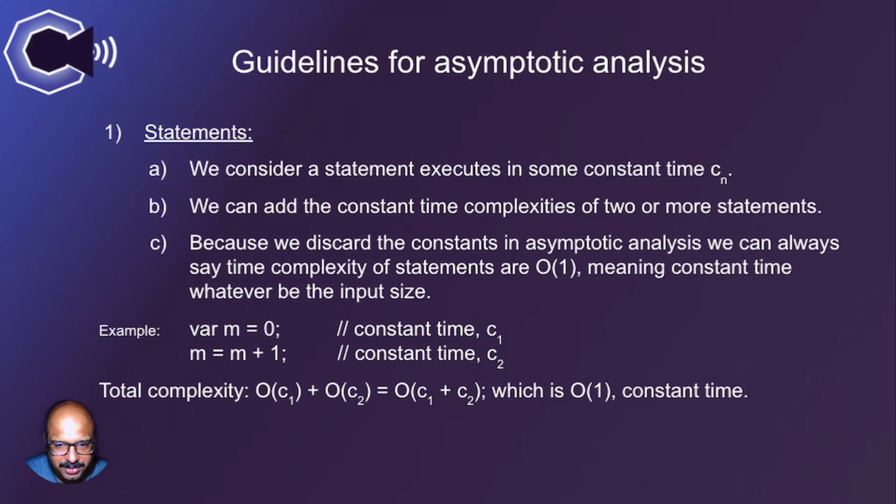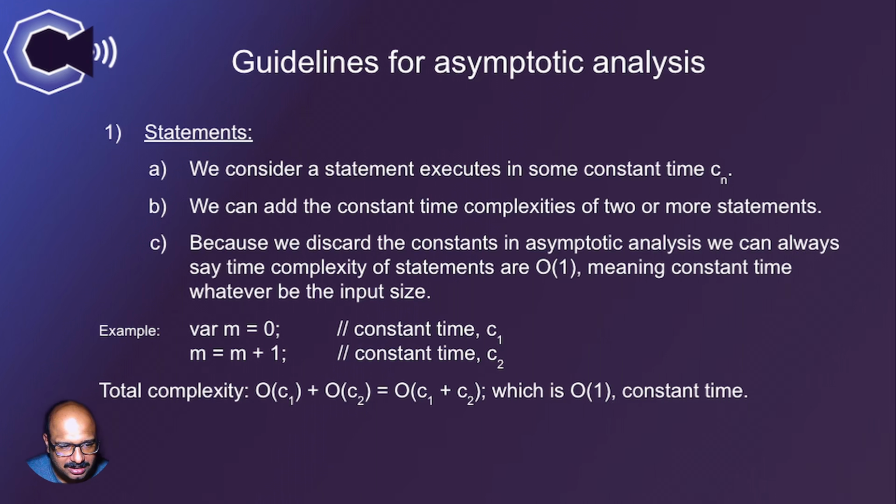So let's now jump into some of the important guidelines for asymptotic analysis of code. Let's start with statements. A statement is nothing but a line of code that does something. We consider a statement as always executing in some constant time C. We can add the constant time complexities of two or more statements. Let's say we have three consecutive statements. We add all the constant time complexities of each statement and get the total time complexity. Since we discard all the constants, most of the time the complexity is calculated as O of 1.